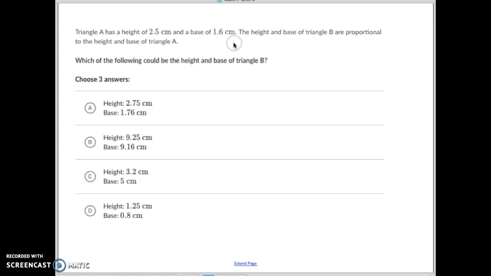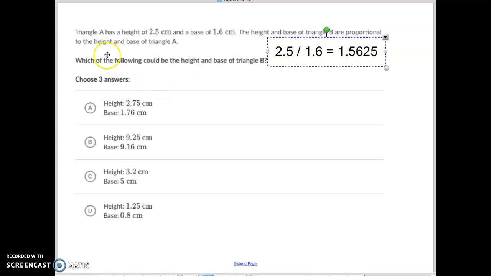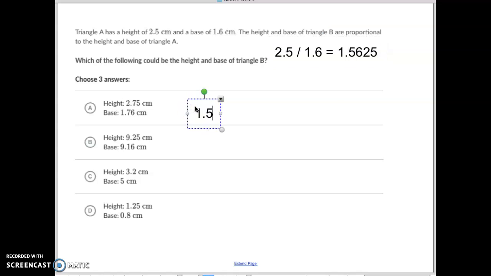I decided to do 2.5 divided by 1.6, and when I did that, it gave me a fun number, 1.5625, I believe it was. Then I had to figure out which ones of these came out to be that. And when I took 2.75 divided by 1.76, I get 1.5625. So yes, that one works just fine.